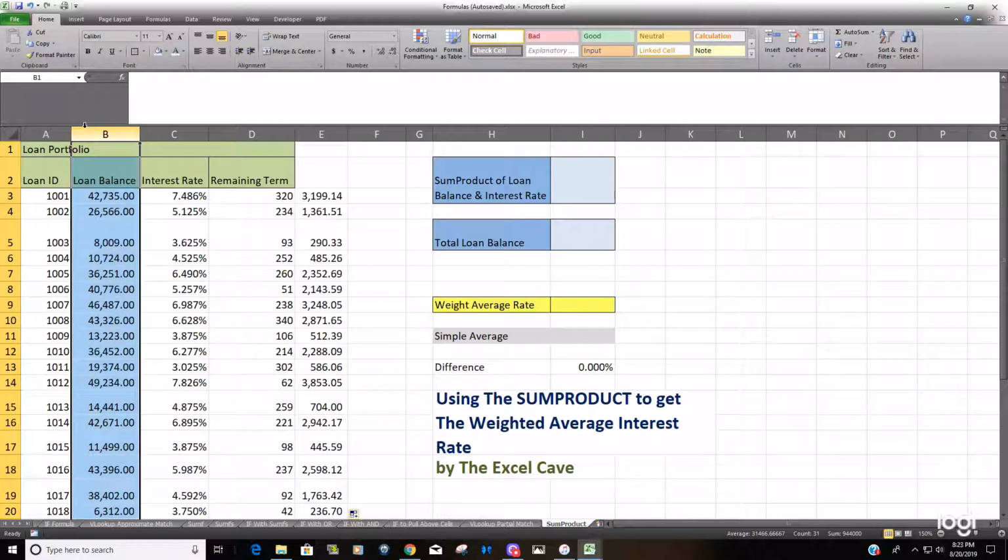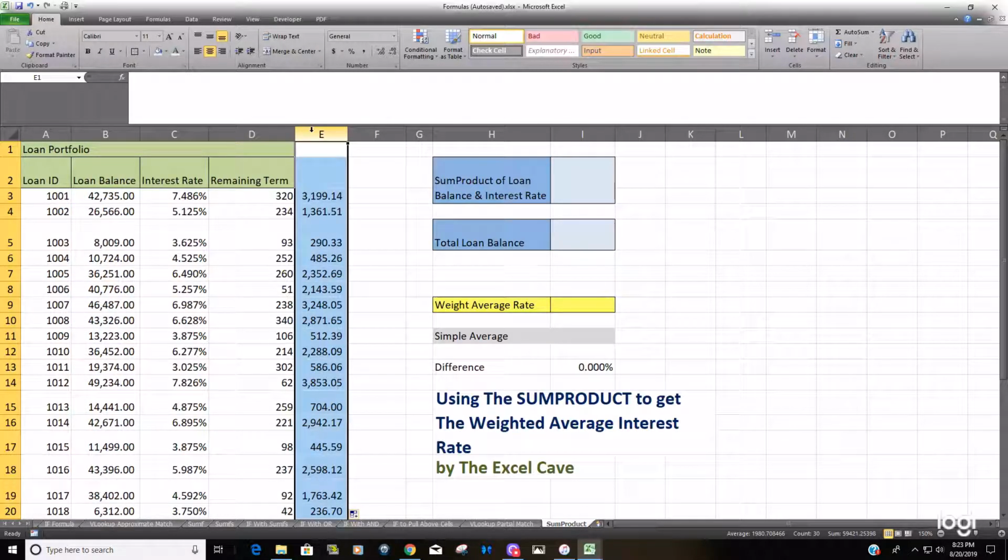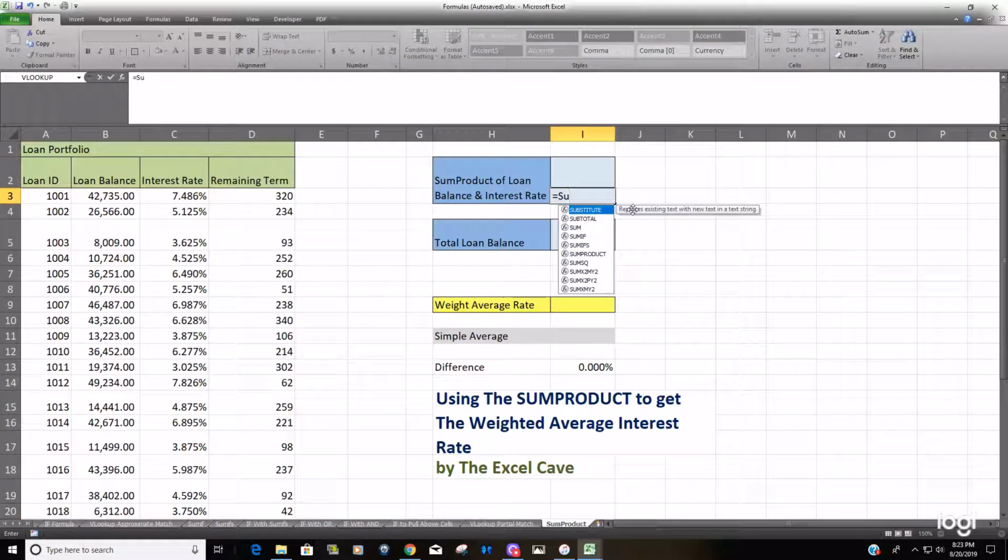But Excel has the SUMPRODUCT formula, which you can do most of that in one single cell. And that makes it really nice and easier on the eyes when you're looking at a spreadsheet. So we'll go ahead and do the SUMPRODUCT here. You can just type sum and then select SUMPRODUCT. All that the SUMPRODUCT is doing is taking one range of cells and multiplying it by a parallel range of cells. So in this example, our array one is our loan balance array. Our array two is our interest rate array.